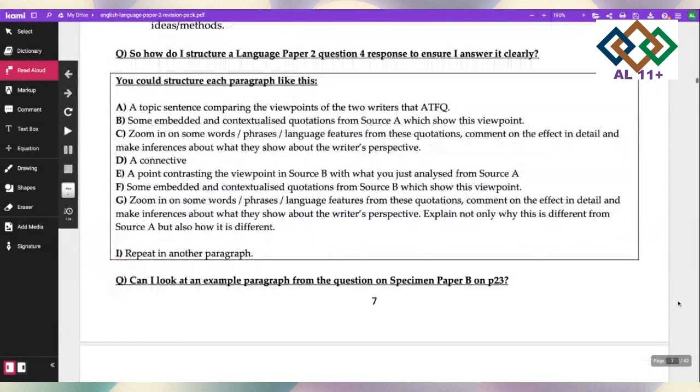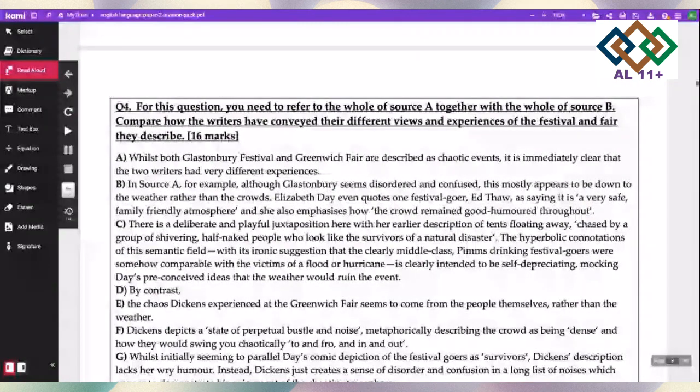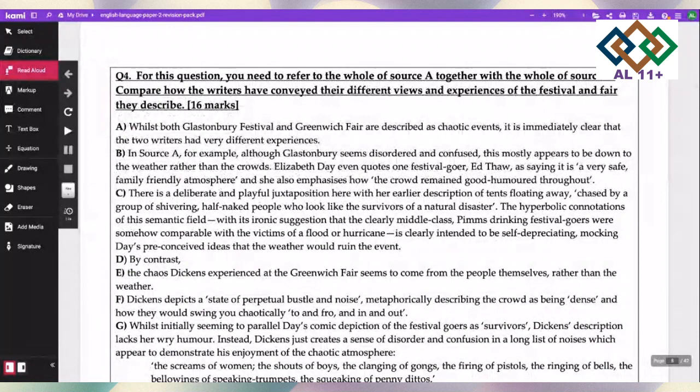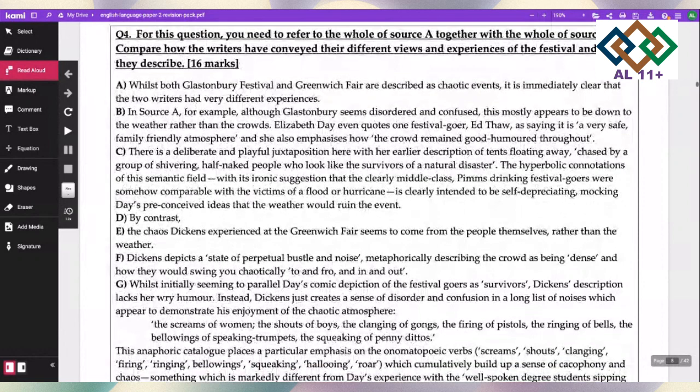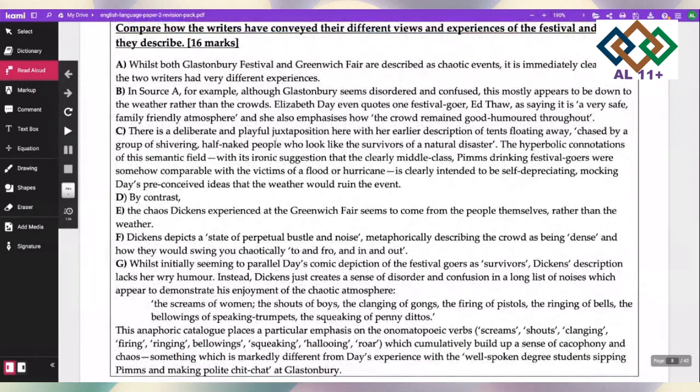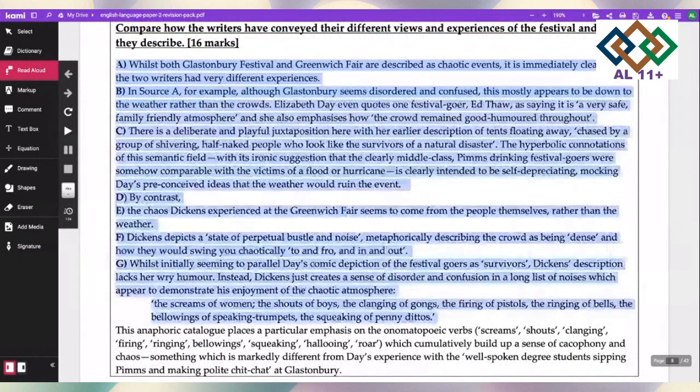So now, can we look at an example paragraph from the question of Specimen Paper B on page 23? For this question, you need to refer to the whole of Source A together with the whole of Source B. You need to compare how the writers conveyed their different views and experiences of the festival and fair they describe, and this is 16 marks. So these are some of the things you have to bear in mind while doing it.